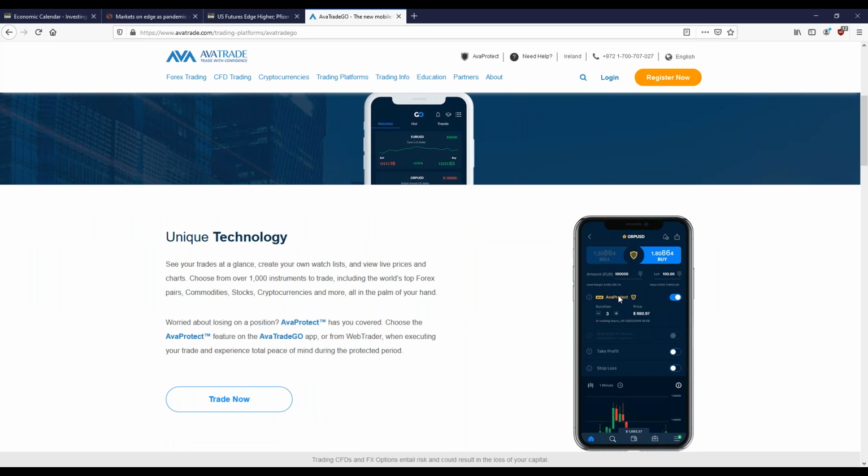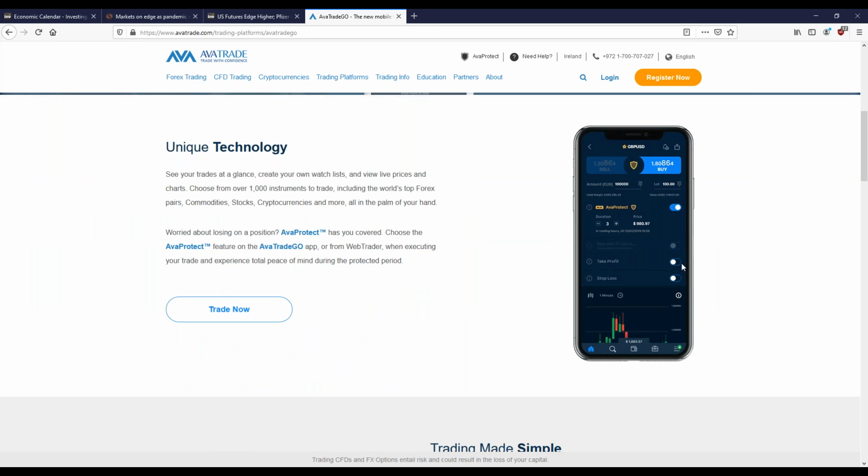Ava Protect for protecting against losses for defined time periods. If you put the take profit or the stop loss, it calculates your risk and your exposure for you, so you know before you place the trade the level of risk and potential profit to those price levels that you enter. You also can do pending orders from here.